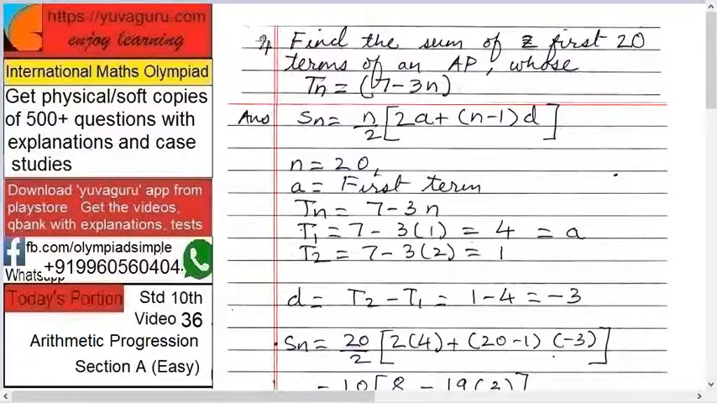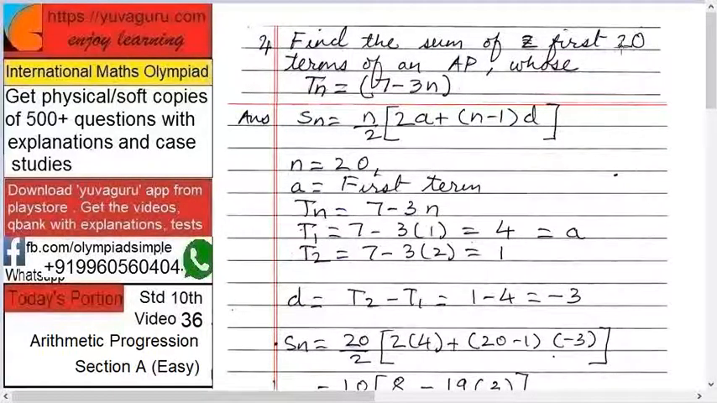Let's start. Find the sum of the first 20 terms of an AP whose Tn equals 7 minus 3n. Means what? Tn, the nth term, is given, and we have to find the sum of the 20 terms. So what is the formula for Sn? Sn equals n upon 2 into bracket 2a plus n minus 1 into d, right? a is the first term, n is the number of terms, and d is the common difference.